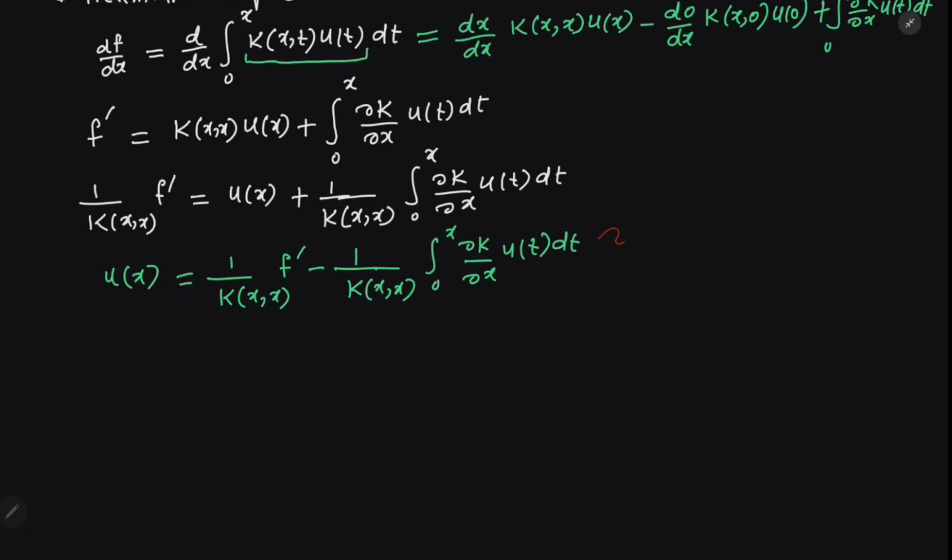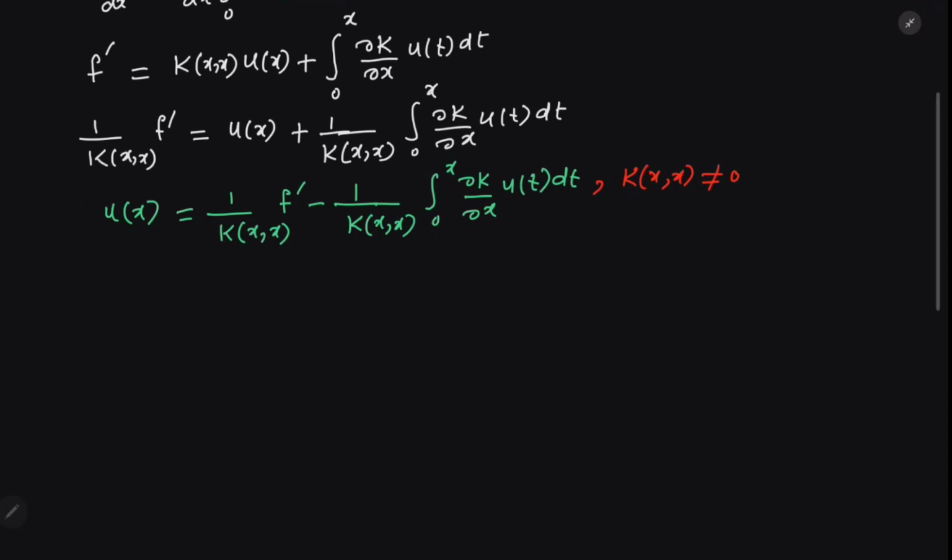And we need to remember that k(x,x) should not be equal to 0. If it is equal to 0, then there is no sense that we can get the second kind. So let me just solve one example for you over here.